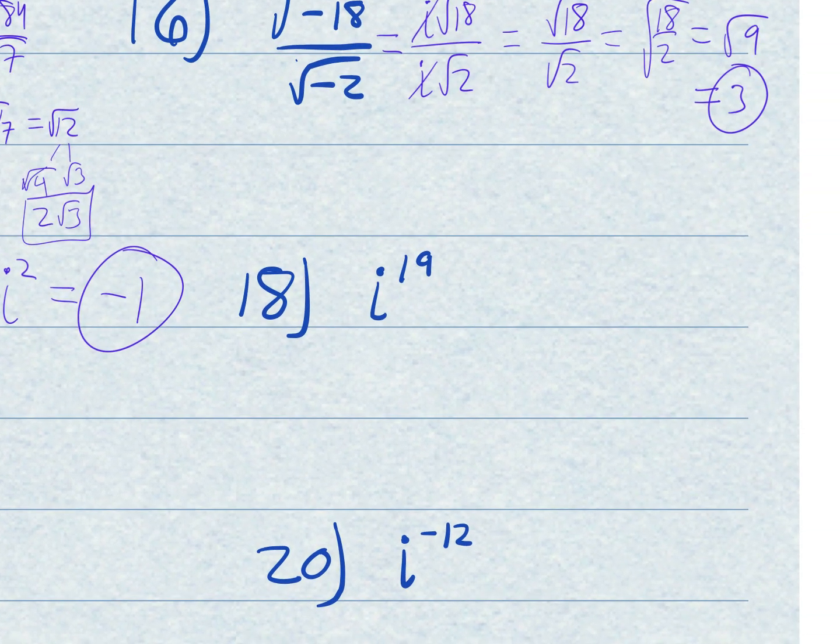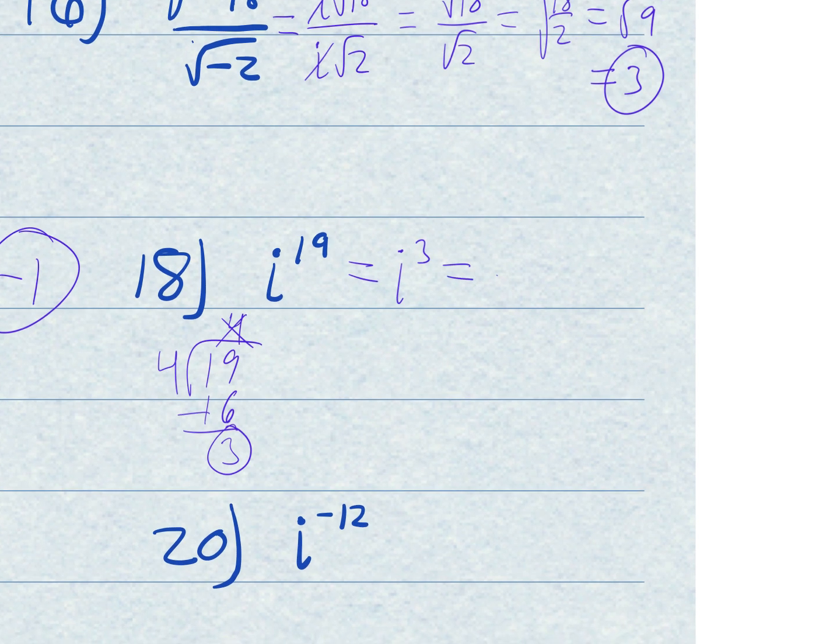All right? It's going to be the same thing every time, right? So number 18. Divide 19 by 4, right? How many times does 4 go into 19? I think 4 times, right? So then 4 times 4 is 16. You get a remainder of 3, right? Again, don't care about the number up top. This is the same as i to the 3rd power. And i to the 3rd power, we said, was -i.